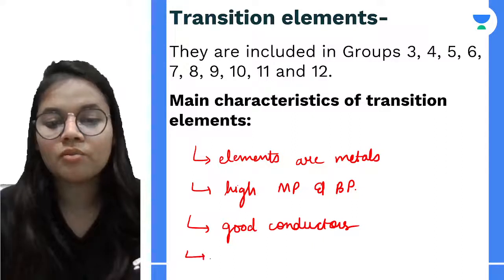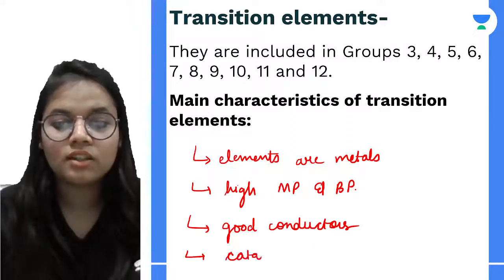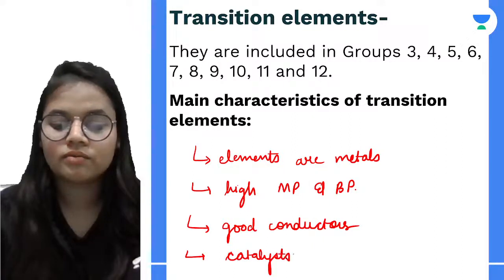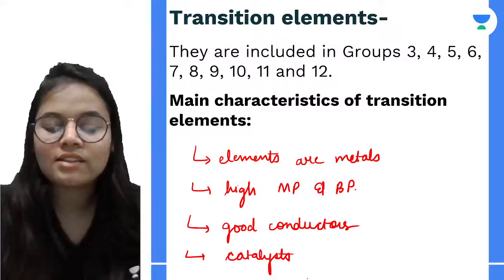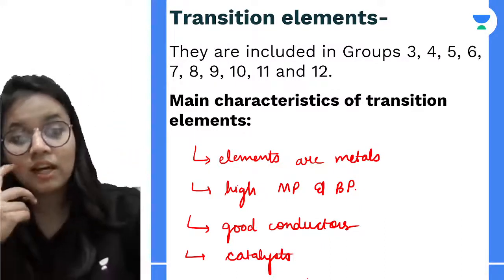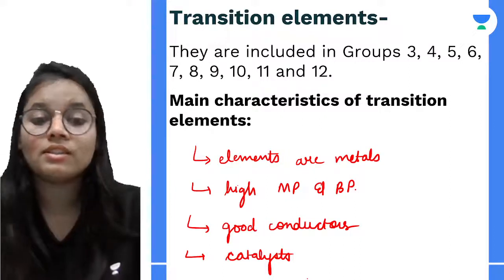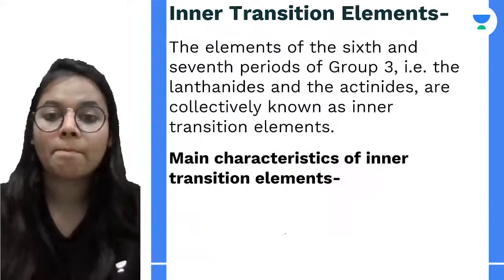The elements from this group are used as catalysts, and they also form colored ions and colored compounds. So these are some of the properties of transition elements.